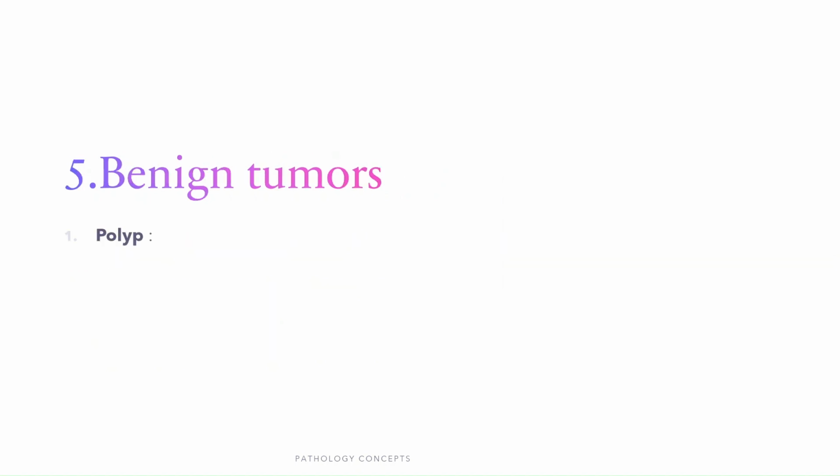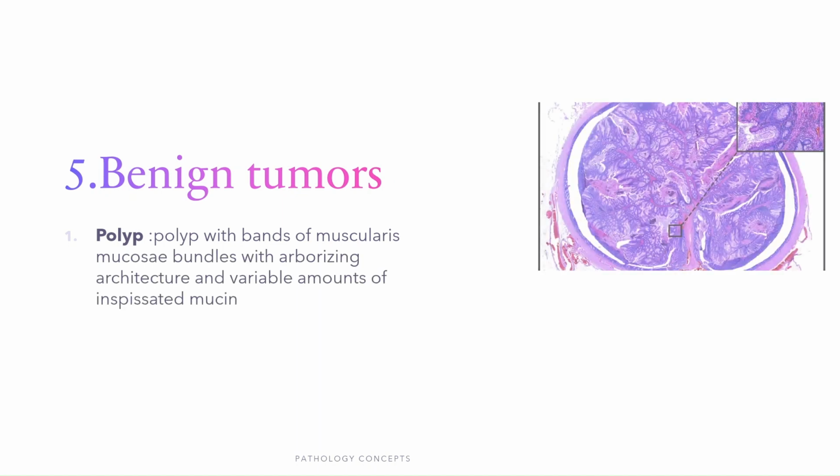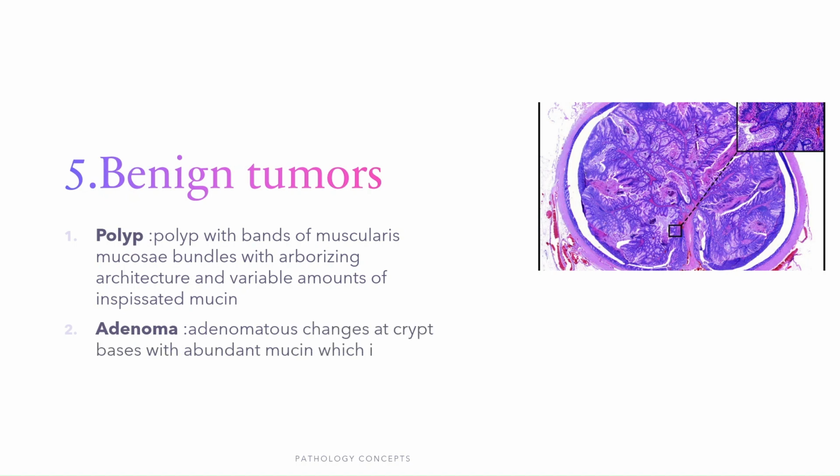Fifth is benign tumors. Polyp. Polyp with bands of muscularis mucosae bundle with arborizing architecture and variable amount of inspissated mucin are found in polyp. Adenoma. Adenomatous changes at the crypt base with abundant mucin, which is characteristic of appendiceal cystadenoma.